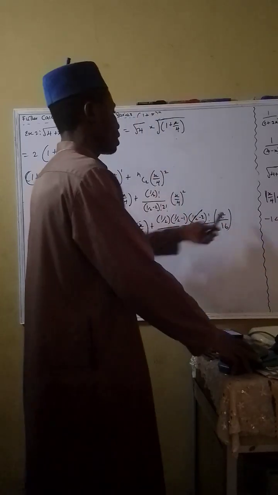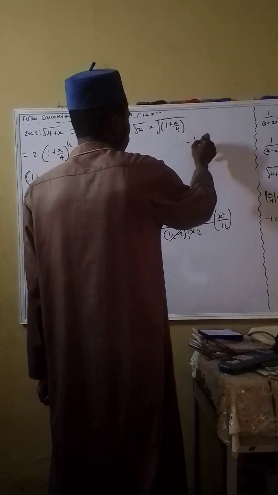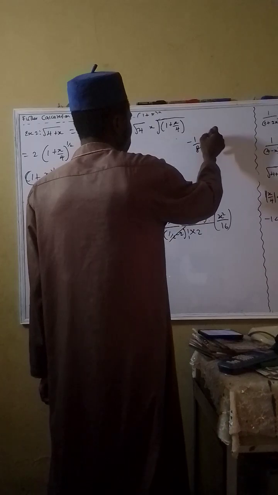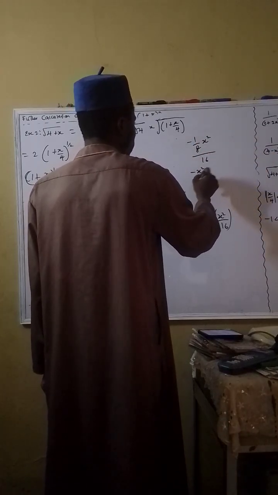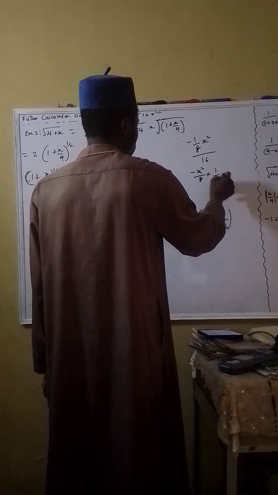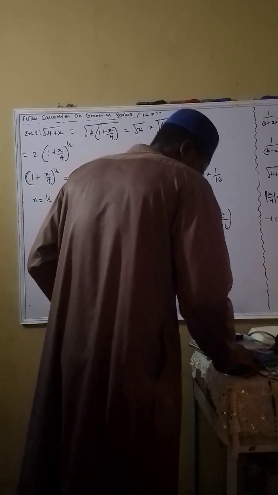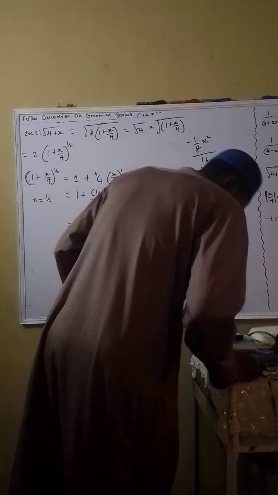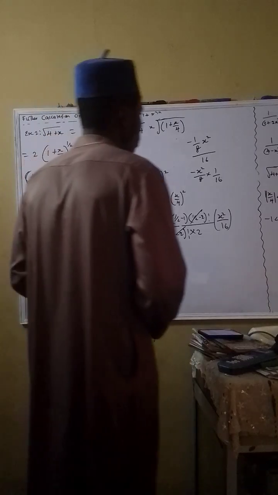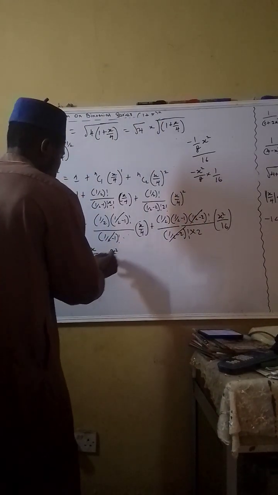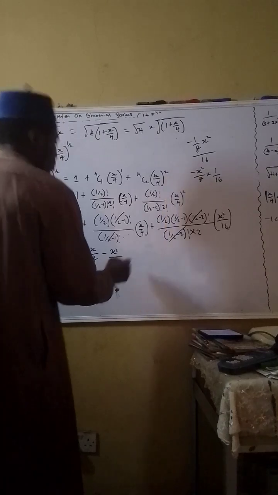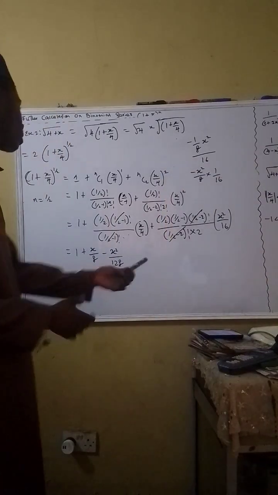So that will be negative 1 over 8 times x squared. And that will be negative 1 over 8 x squared divided by what? 16. So that will be negative x squared over 8 times 1 over 16. Do not forget, at that point 16 times 8, we have 128. So this will be equals to negative x squared over 128. So that is the breaking down of our expression.